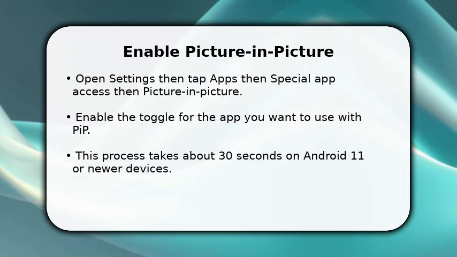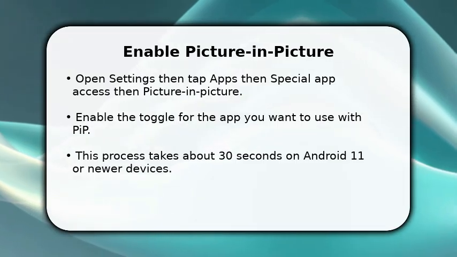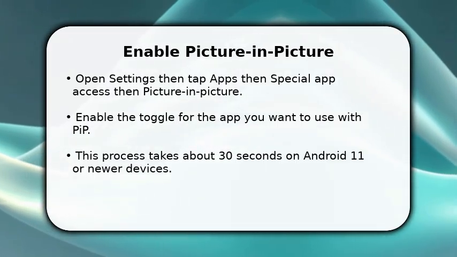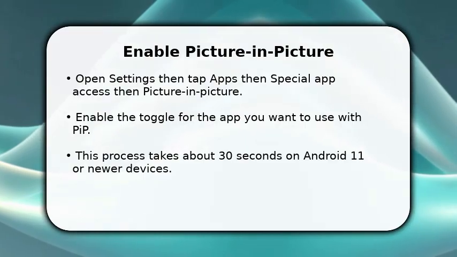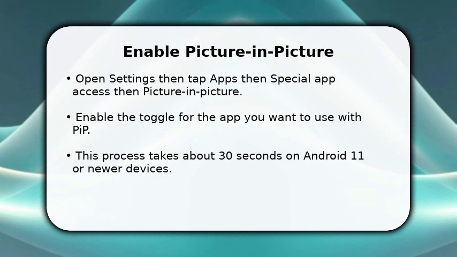The whole process usually takes about 30 seconds on Android 11 or newer devices. You can repeat this for any other apps you want to use in Pi-P mode.